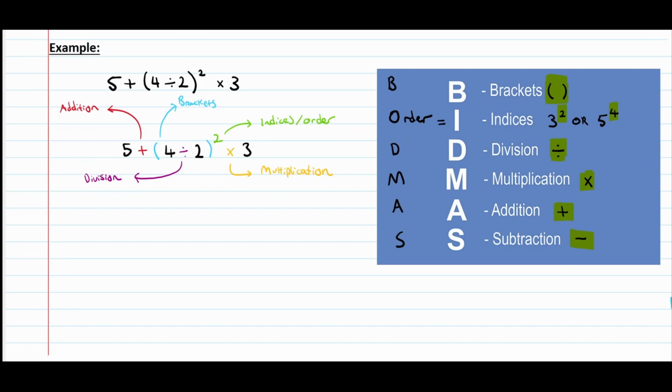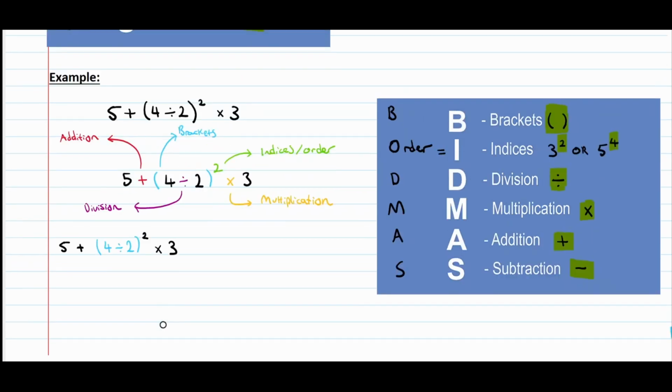If we follow BIDMAS, which is the actual order of operations in which we solve mathematical problems, we know that it starts with B, which is brackets. So the first thing that we should be doing, or solving, or simplifying, is whatever is inside the brackets. So I've written it down now as 5 plus, in brackets 4 divided by 2, close bracket, squared, times 3. So first we solve what's in blue.